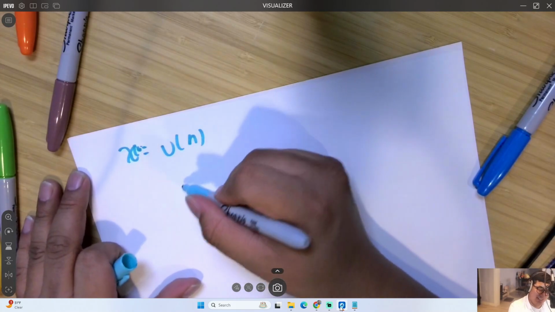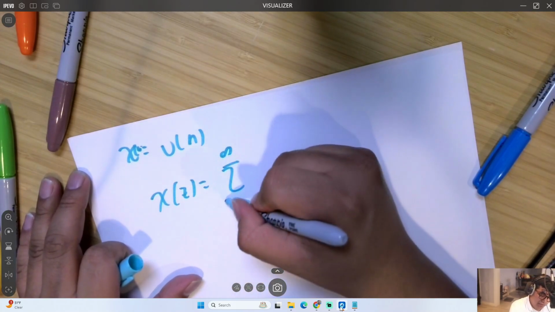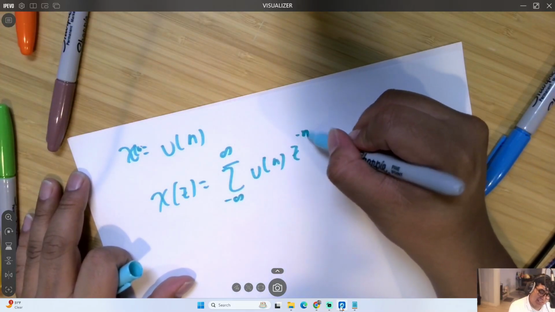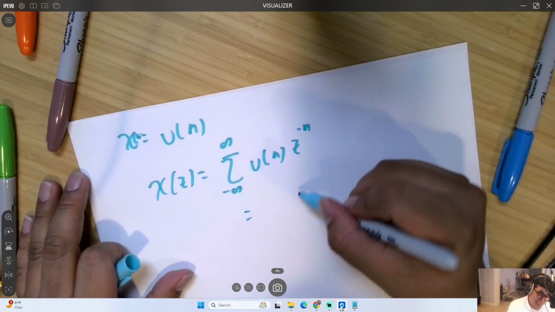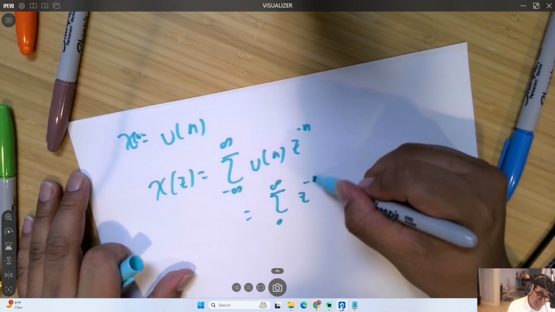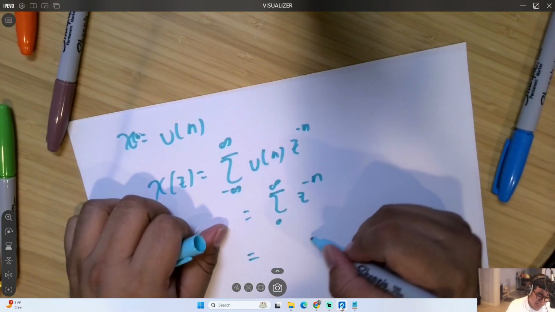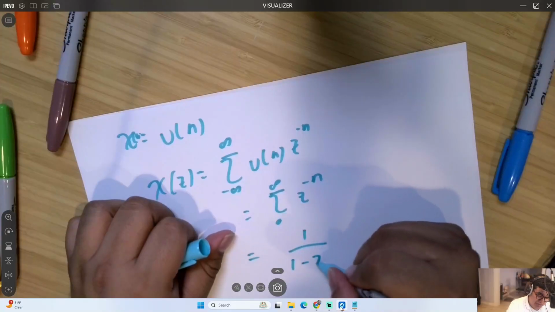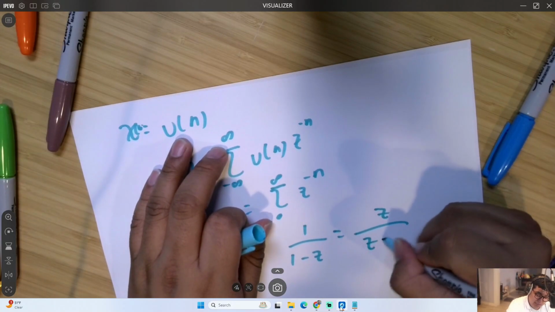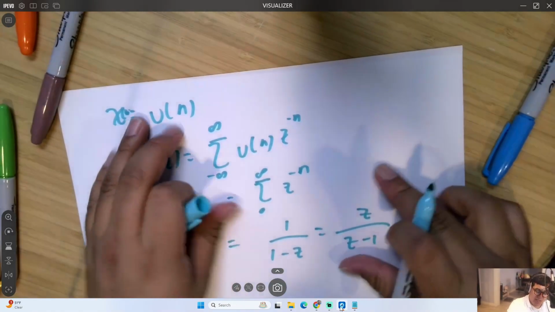So how do we do this? X of z is equal to the sum from minus infinity to infinity of u of n, z to the minus n. What do we do? Sum from 0 to infinity of z to the minus n. What does that look like? It's our geometric series. 1 minus z to the minus 1, which is z over z minus 1. Is that good? And then we want to run this in MATLAB.